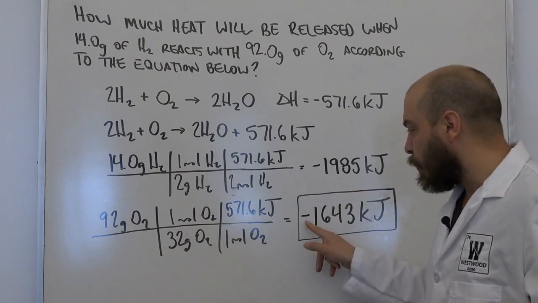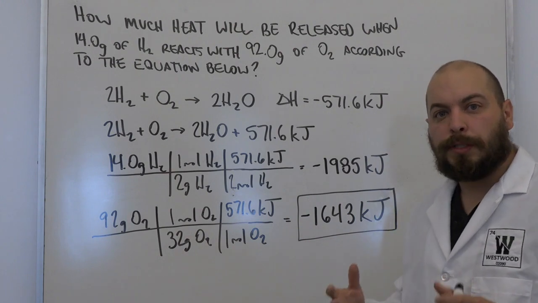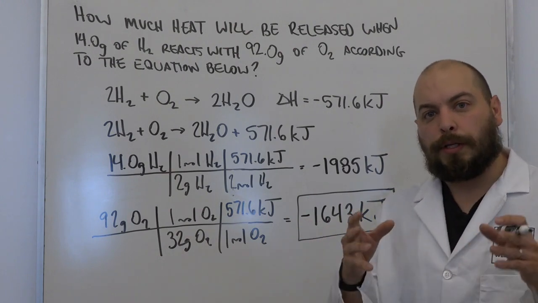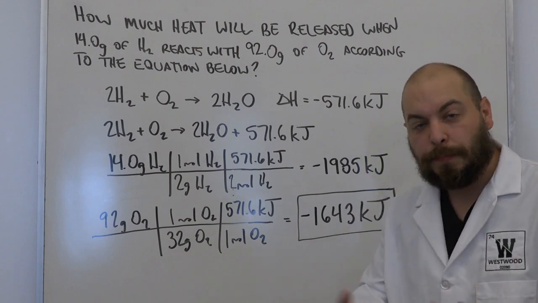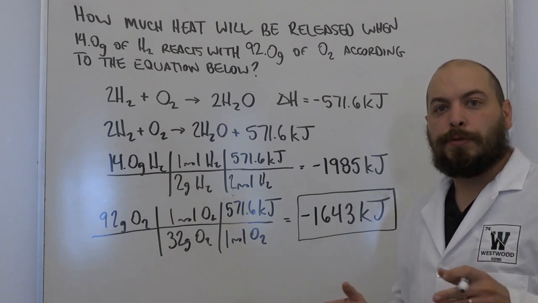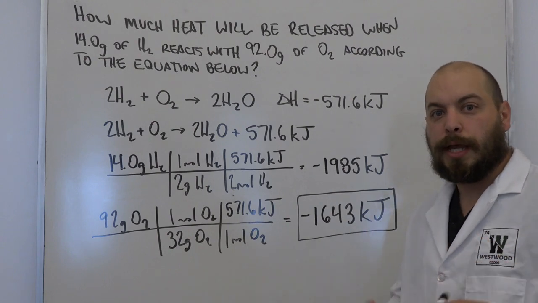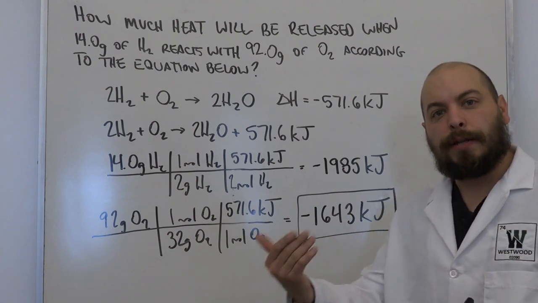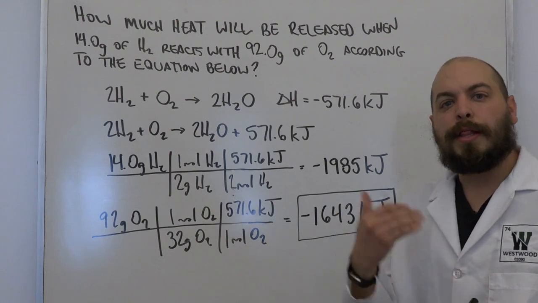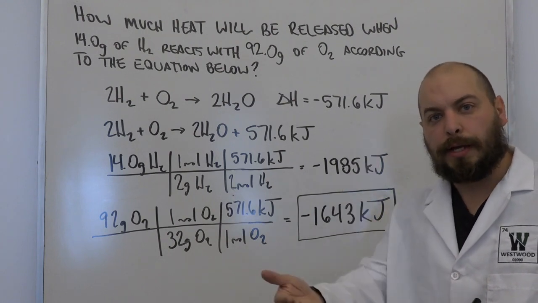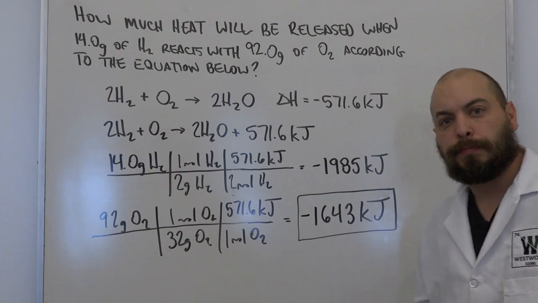Again, the negative sign just tells me direction. So if you say 1,643 kilojoules of energy released, you don't need the negative sign. If you say how much energy is released and you don't give it any context, so you just say energy equals negative 1,643, then you need the negative sign to bring the context of the direction of energy.